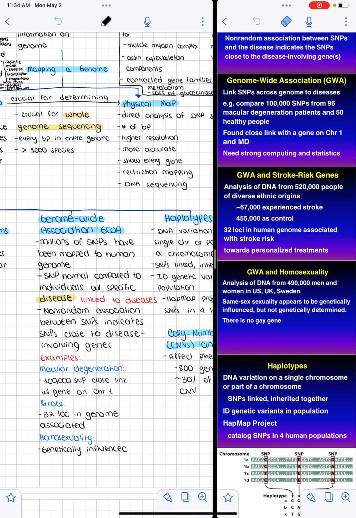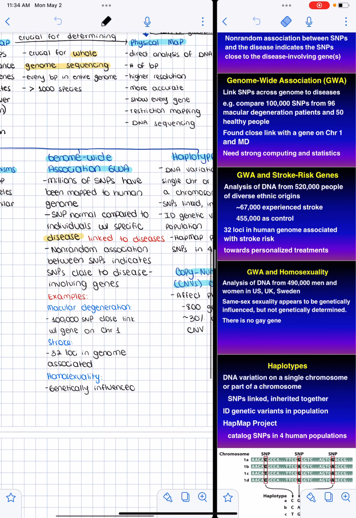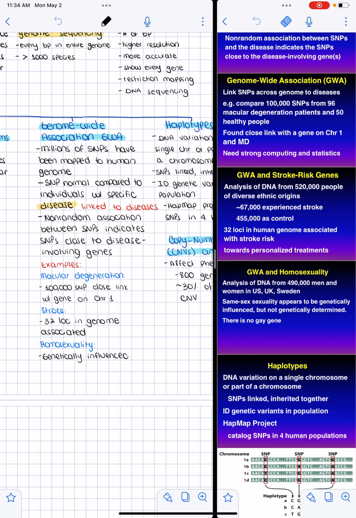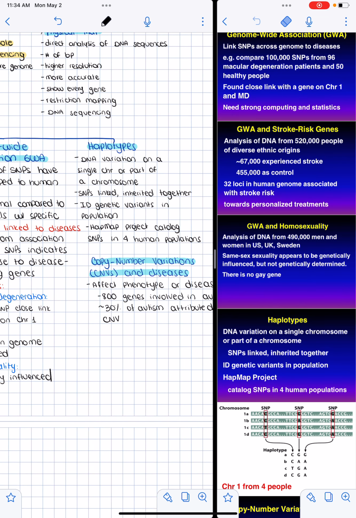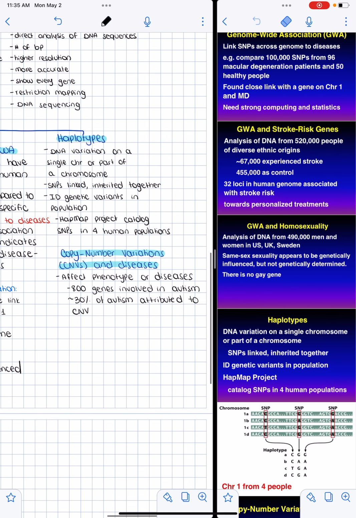Non-random association between SNPs indicates close ties to a disease, such as in the stroke example I just mentioned, or macular degeneration, which involves approximately 100,000 SNPs on chromosome 1, and homosexuality has also been found to be genetically influenced. Haplotypes are DNA variations on a single chromosome or part of a chromosome. They are also linked to SNPs and sometimes are inherited together. There is genetic variance in the population, and the HapMap project catalogs SNPs in 4 human populations.